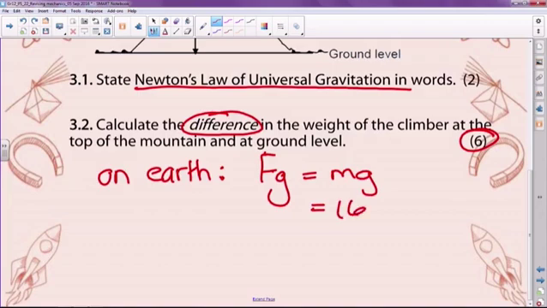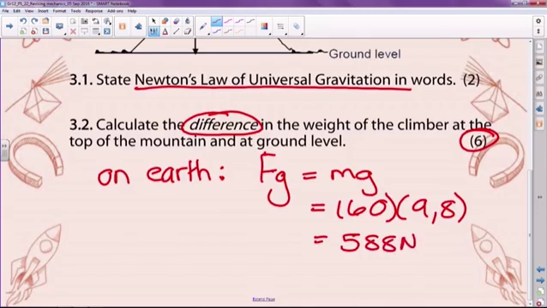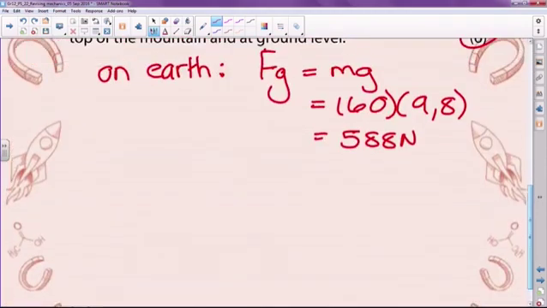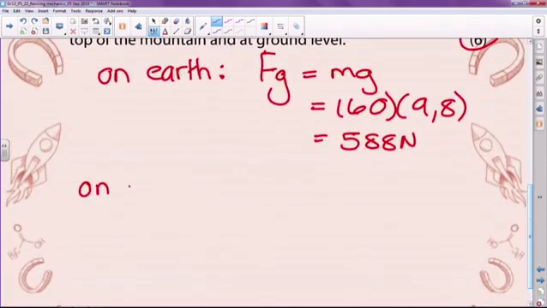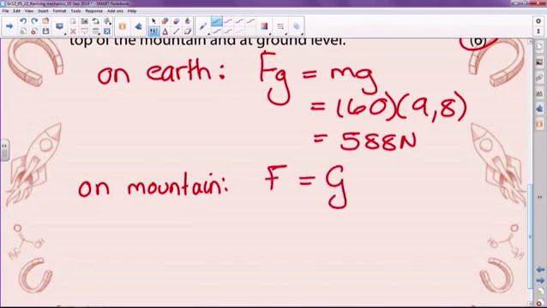So that means it's 60 times 9,8, which is 588 newtons. So that's on the surface of the Earth. Now, on the mountain, I do have to use Newton's law of universal gravitation, which means the force of attraction is G m1 m2 over r squared.